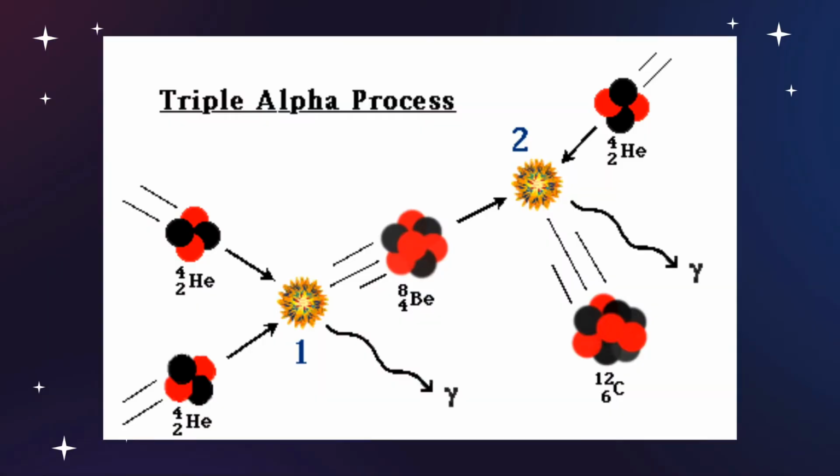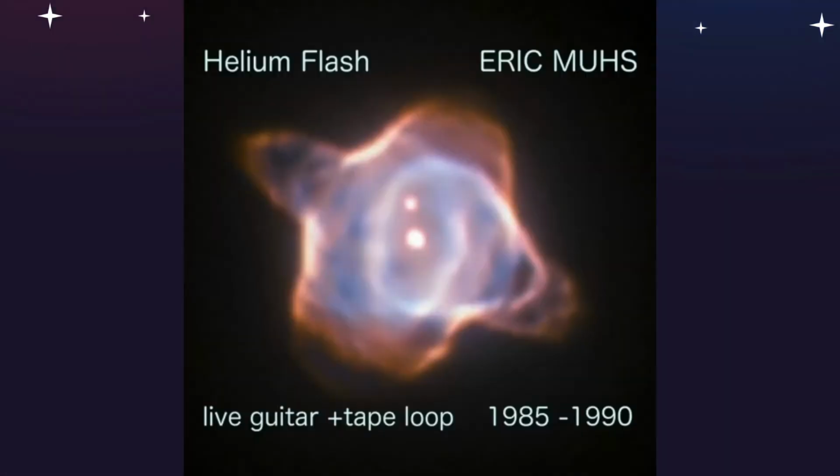When the core gets hot enough for helium to fuse, two helium-4 nuclei combine to make beryllium-8, which quickly combines with a third helium-4 to make carbon-12. This is the triple alpha process. The fast speed of fusion causes the core to explode in what we call a helium flash. The core now consists of carbon surrounded by a helium shell.